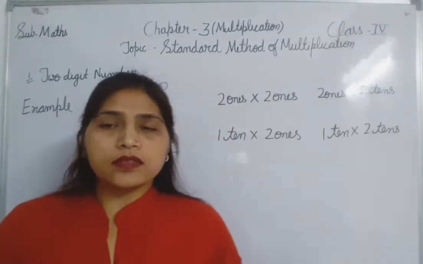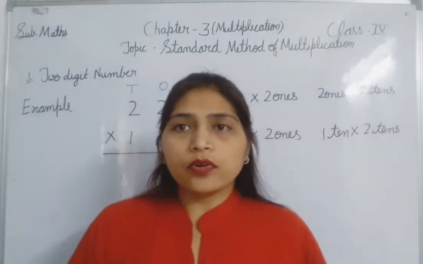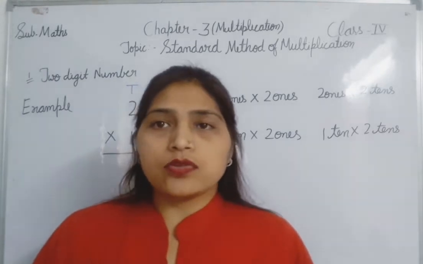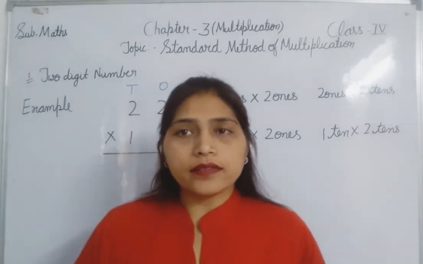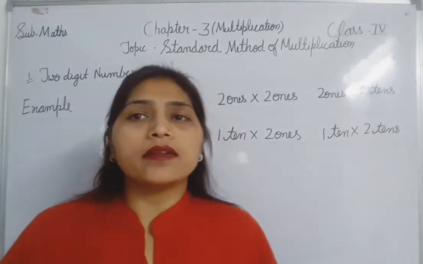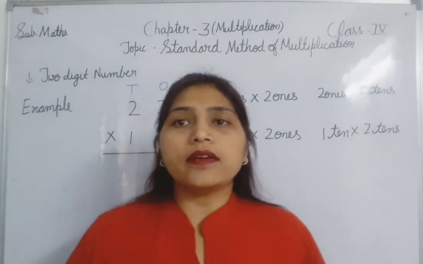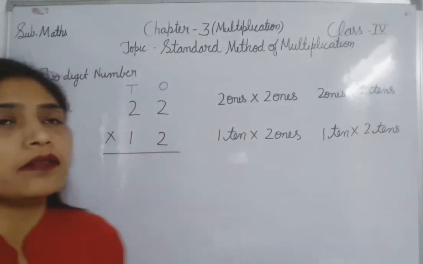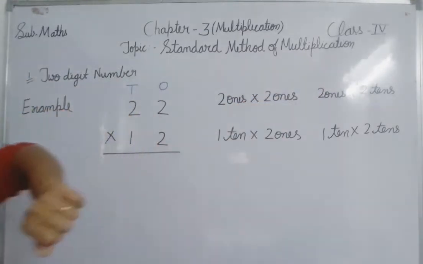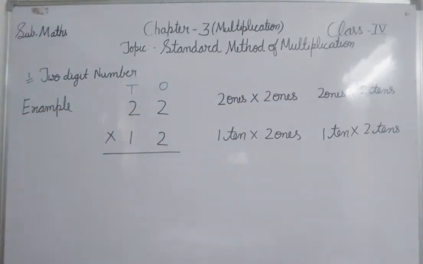Hello students. Chapter 3 is on multiplication and the ways of multiplication we are doing. Two ways we have already done: the lattice method and the box method. Now the third method I am going to introduce is the standard method. Basically we'll use this method. In the standard method of multiplication, this is today's topic.